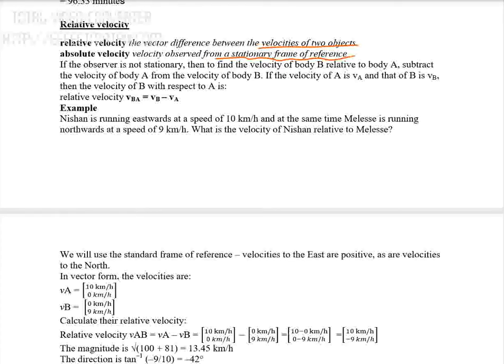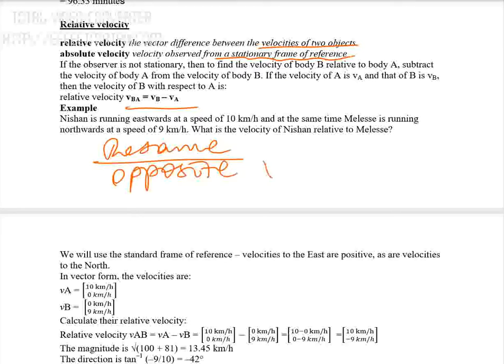And this relative velocity has a property depending on the direction of the moving bodies. If both are moving in the same direction, you must take the difference of the two. This VBA means velocity of B relative to what? A. If both are moving in the same direction. But if they are moving in opposite directions, velocity of B relative to A is equal to what? VB plus VA. You must take the sum.